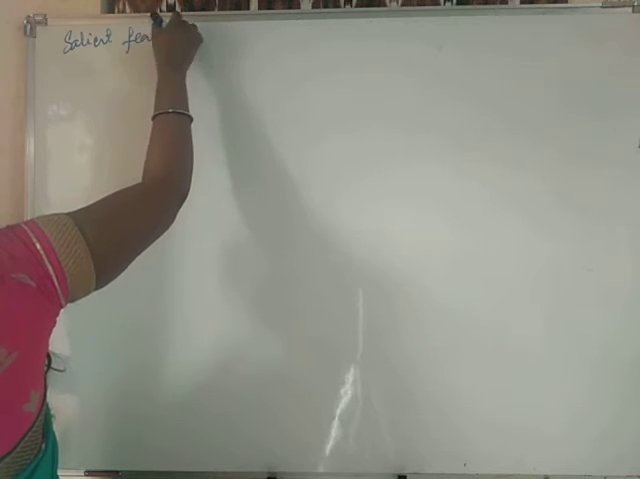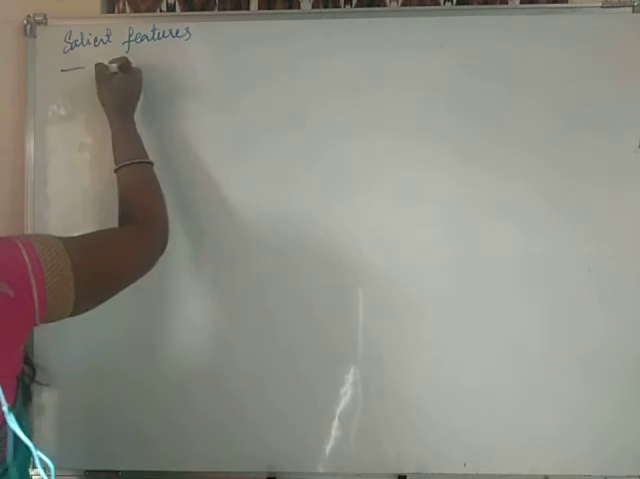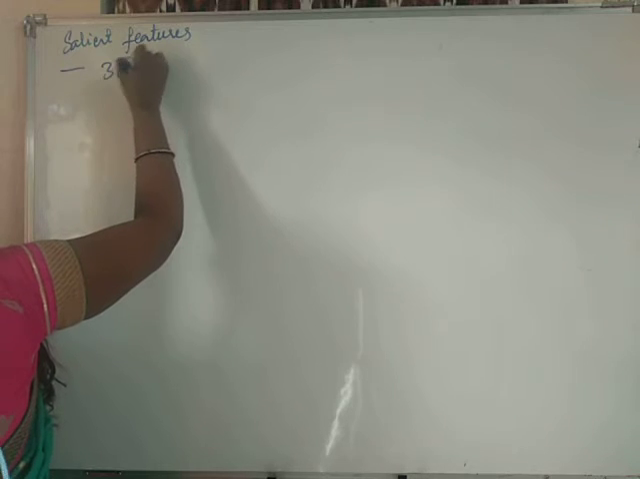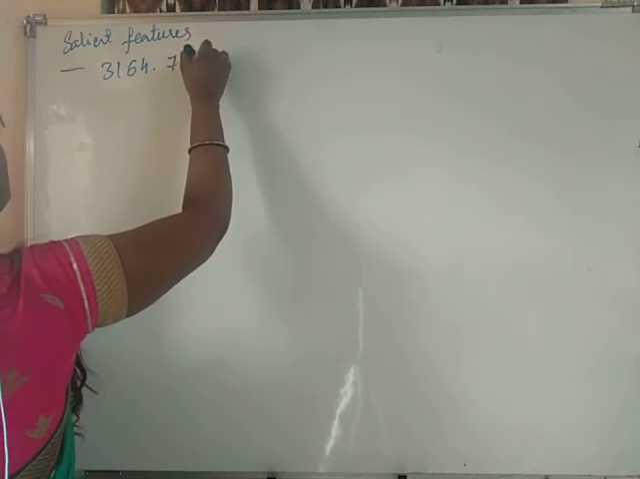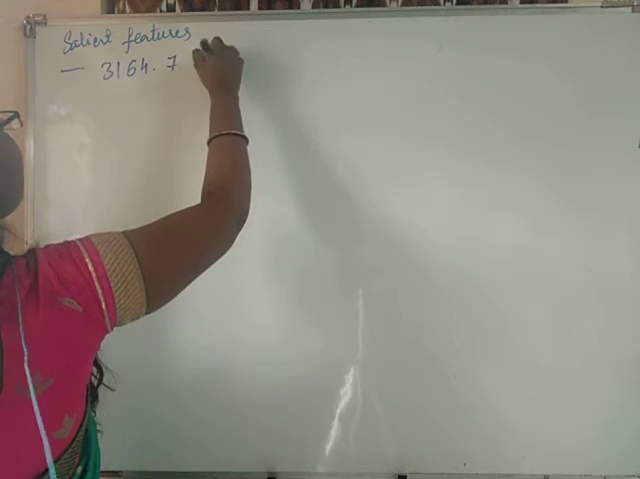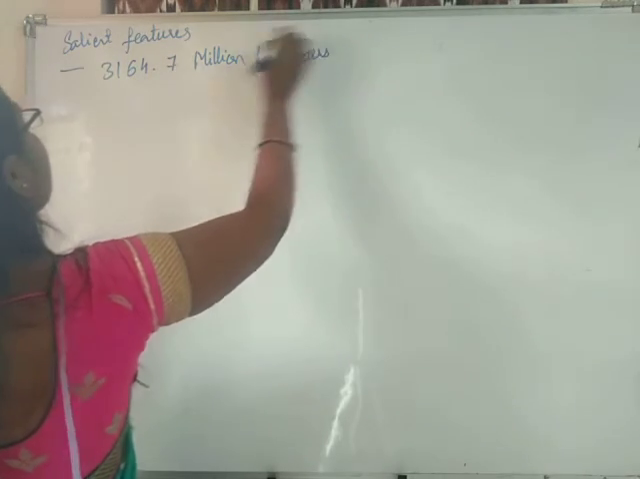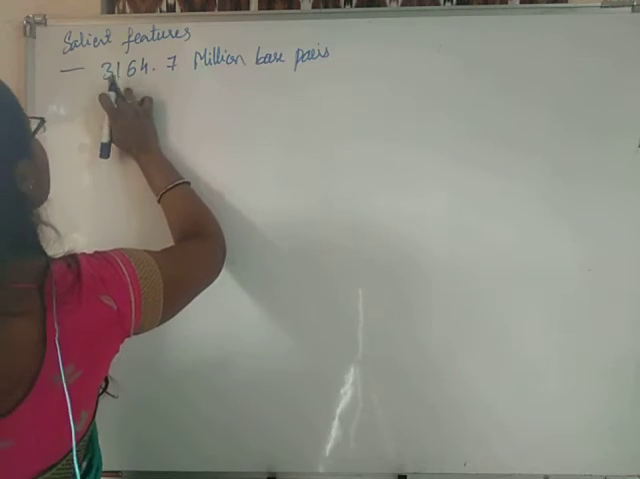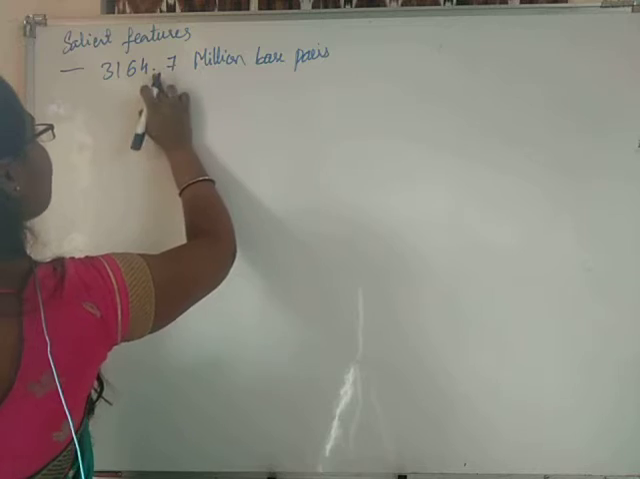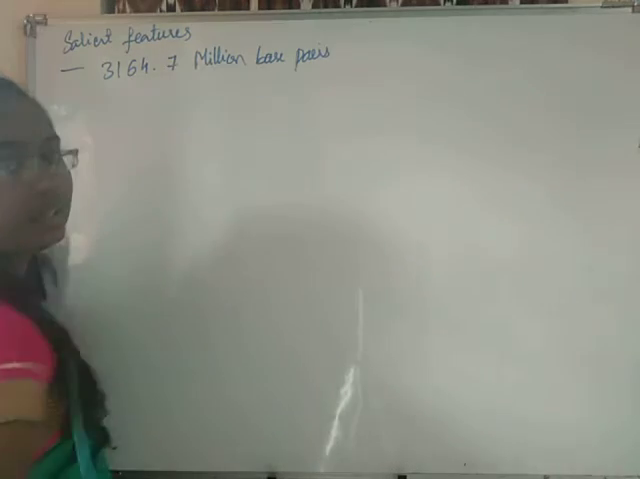Salient features of the Human Genome Project. The Human Genome Project identified that there are 3164.7 million base pairs in the human DNA.